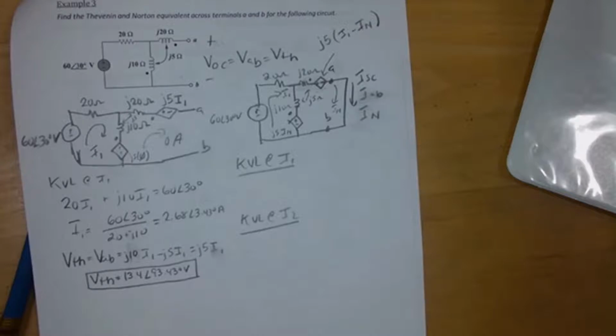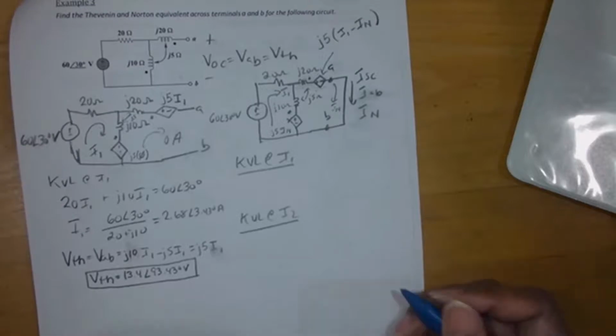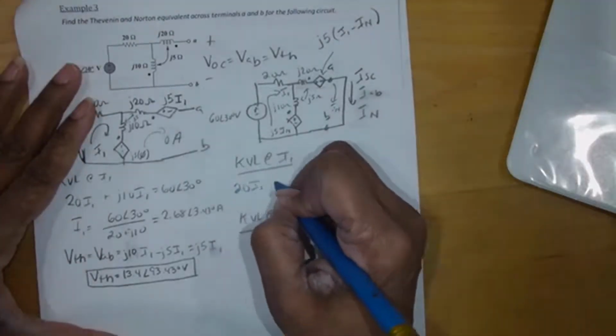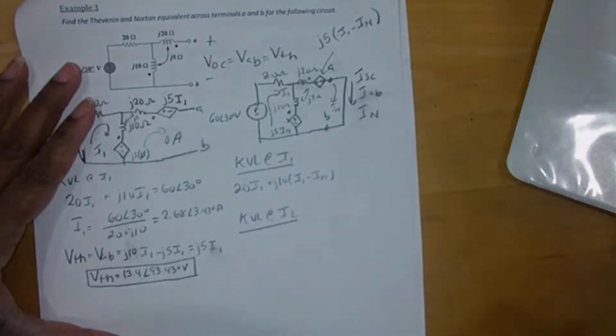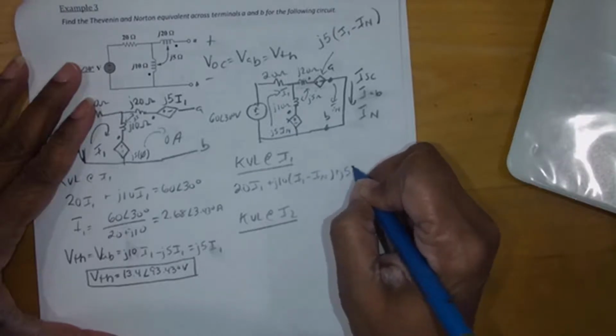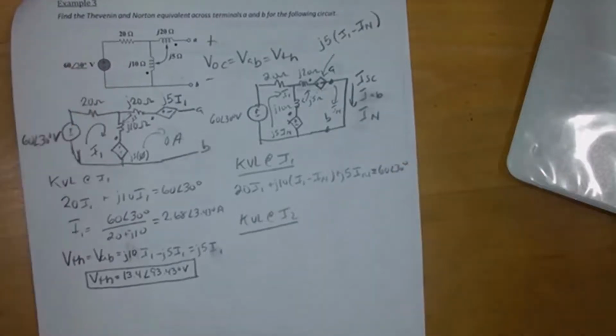KVL at I1 is 20 I1 plus J10 times (I1 minus I Norton) plus J5 I Norton, and that equals 60 angle 30 degrees. Are there any questions? Yes, Alfred.